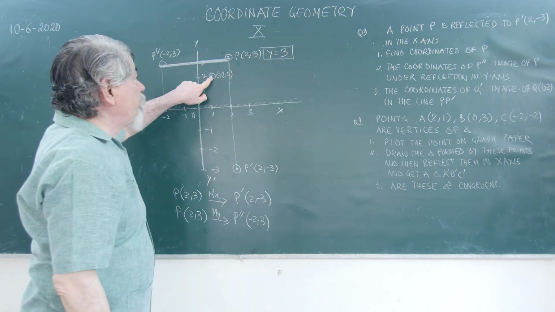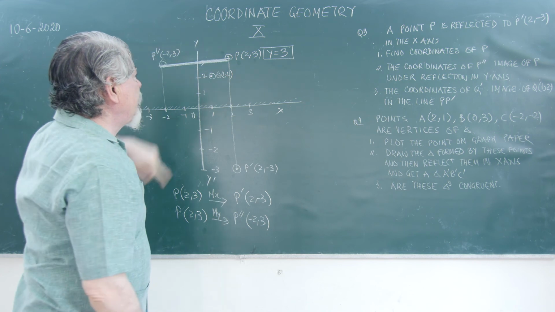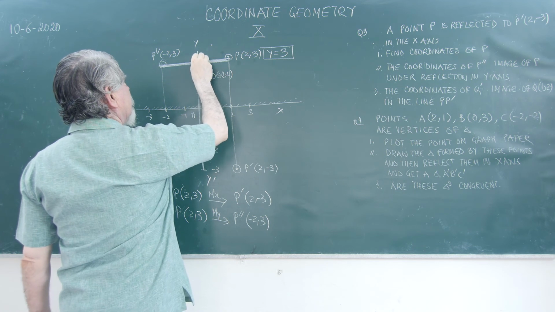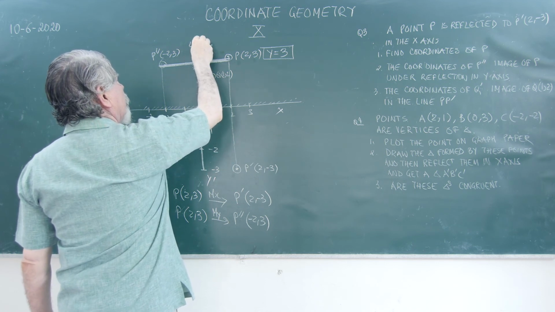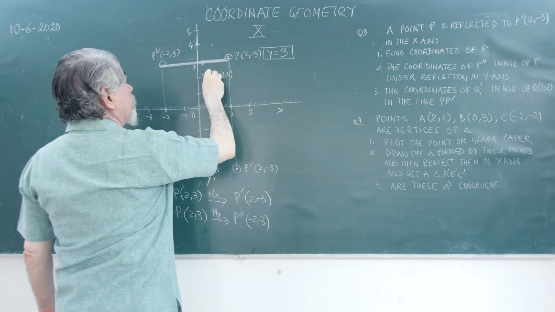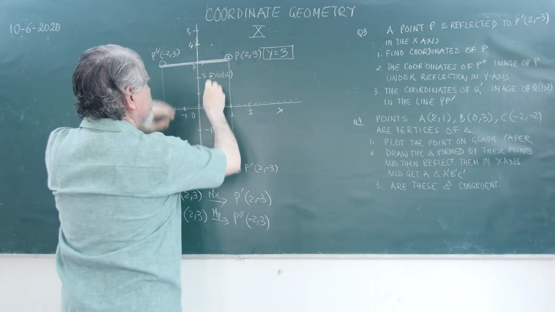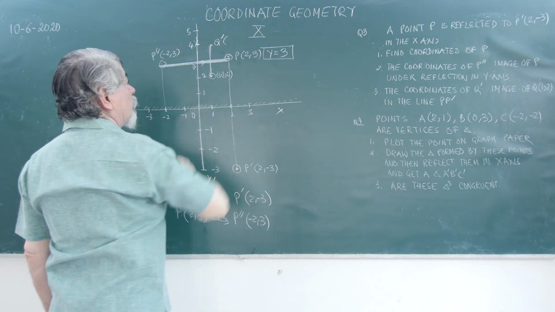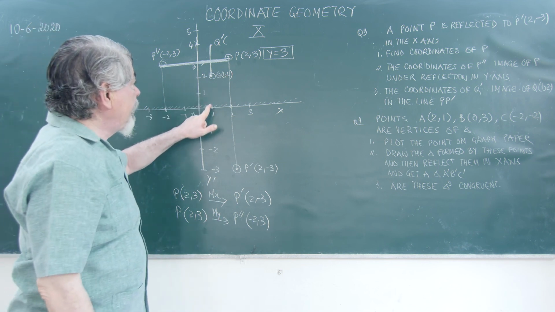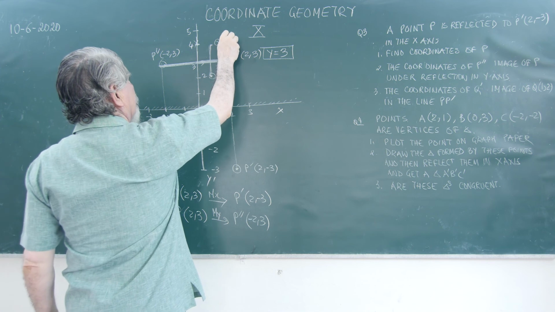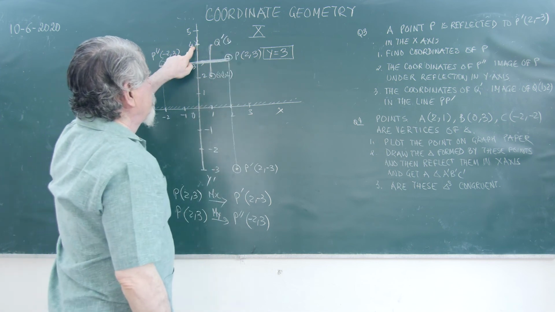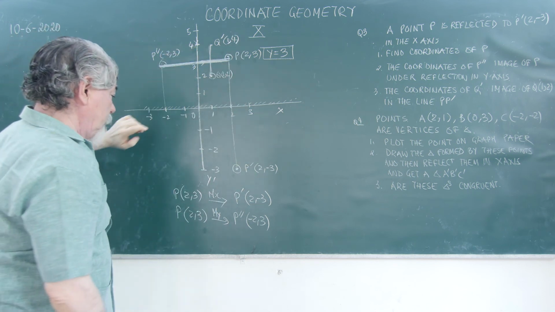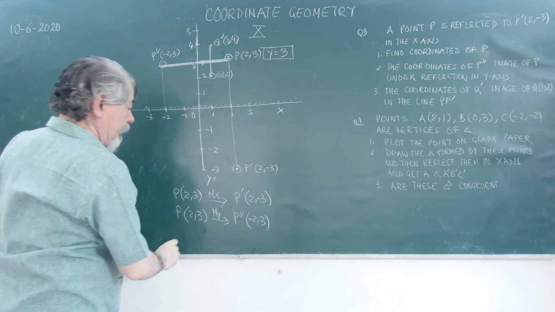I have to reflect this point Q (1, 2) in PP dash, so the image will be formed here. This point was 3, the next point will be 4, 5 and so on. But here, what is the distance? 1 distance will come here. That is Q dash. What will be the coordinates of Q dash? The x coordinate will remain the same, 1, and the y coordinate becomes 4.